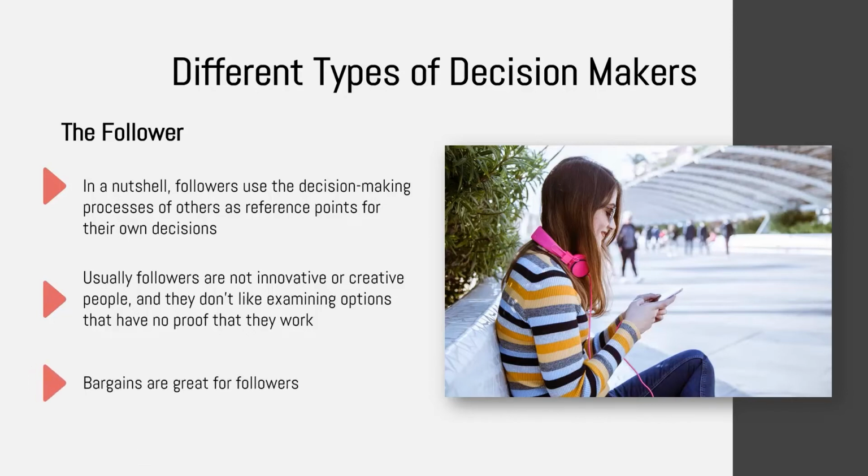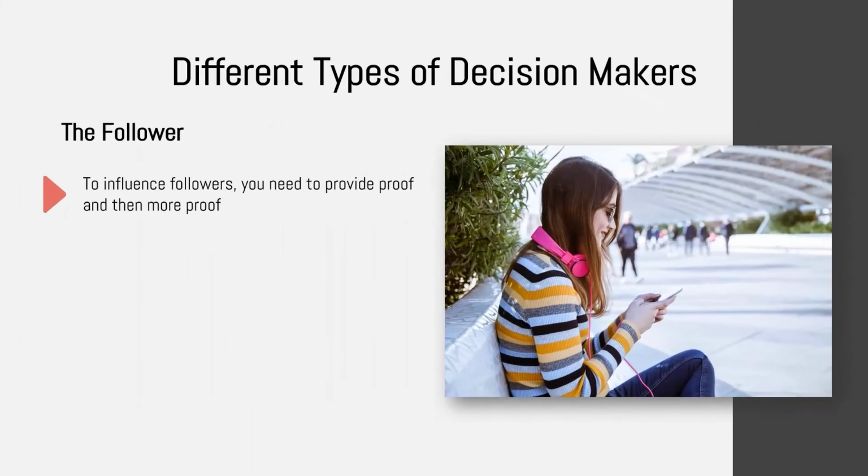Followers tend to invest in trusted brands and products and services that have social validation. Bargains are great for followers. If they believe that they are getting a great deal, then this will have a major impact on their decision-making. They will often jump on something new and unproven because the price makes it irresistible. To influence followers, you need to provide proof and then more proof. It is important that you do not take a follower out of their comfort zone because they don't like that.